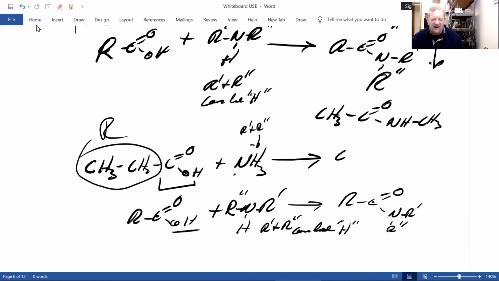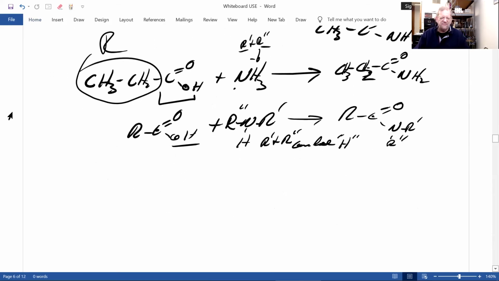So I'm going to have my R group, 2 carbons, carbonyl, nitrogen, and R prime and R double prime are hydrogen, so I can draw it that way. You could put them as single bonds too. And oops, that should be a 2. And that's the amide you get. Oh, let's do another one.